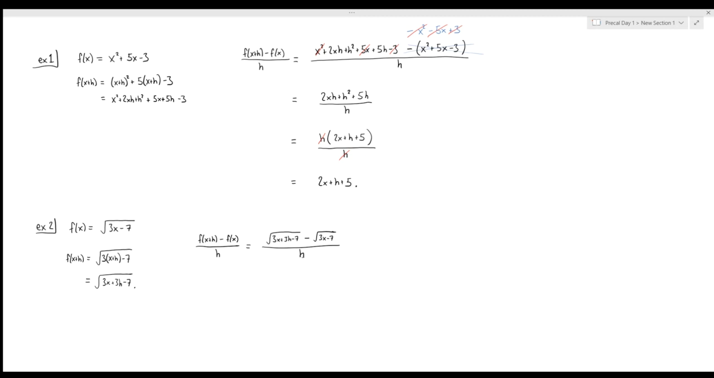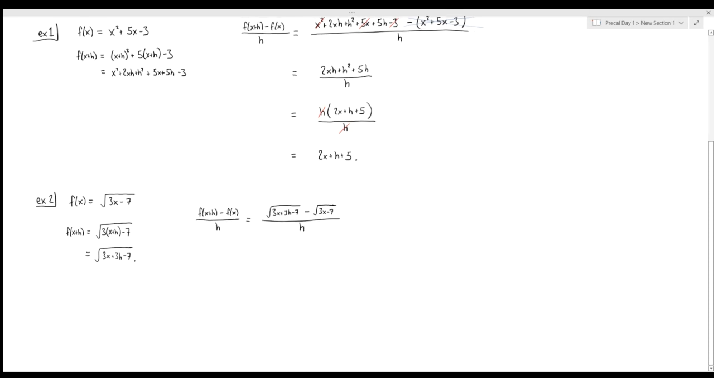Okay, now remember what I said earlier in the first example. Usually when you're calculating the difference quotients, you want to somehow simplify the expression to a point where you can cancel out the h's, or at least cancel out the h in the denominator somehow, okay? So right now, it's maybe difficult to see what you could do because you can't really combine these two square roots in the numerator.